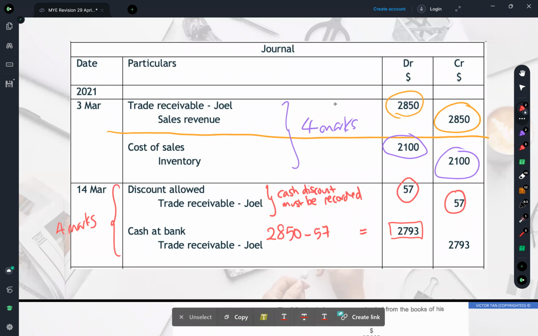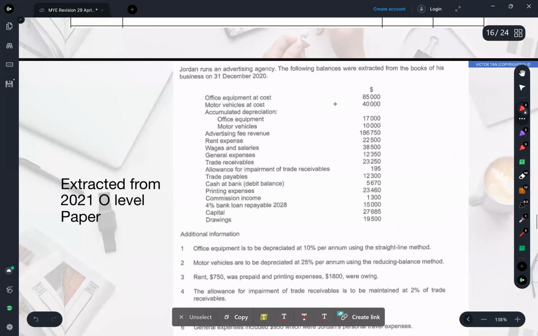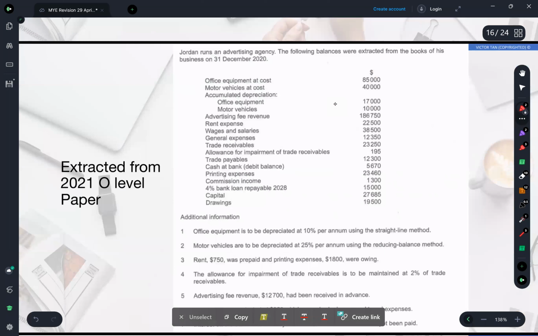So this is the end of the Sec 3 topic. The next one will be a Sec 4 topic. If you are in Sec 3, you can pay attention because this will be tested for Sec 4. If not, you can just look through it. The next topic that I'm going to do is the financial statements: statement of financial performance, statement of financial position.